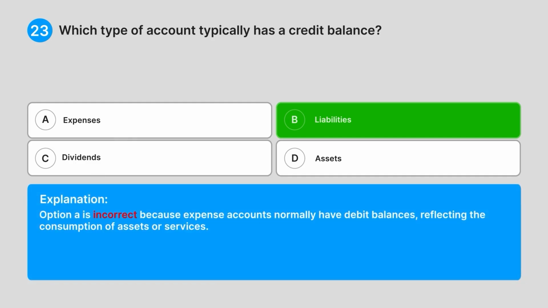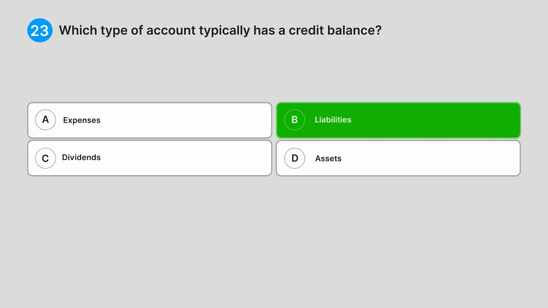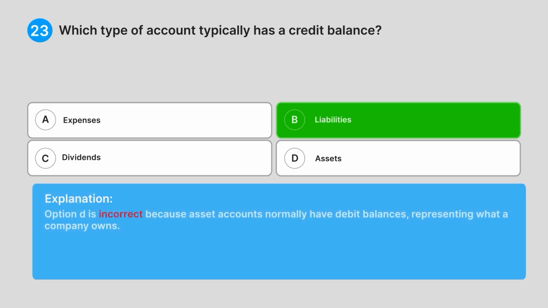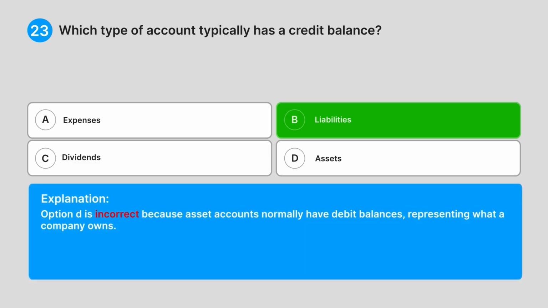Option A is incorrect because expense accounts normally have debit balances, reflecting the consumption of assets or services. Option C is incorrect because dividend accounts normally have a debit balance, as dividends reduce equity. Option D is incorrect because asset accounts normally have debit balances, representing what a company owns.